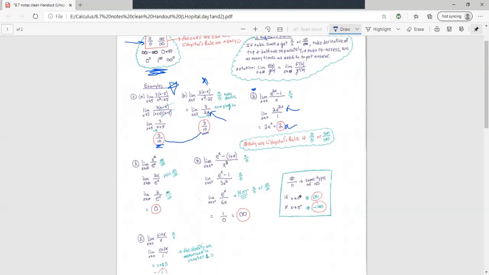All right, so as we look at this one, this is just another example. If you plug in infinity, just think like you're plugging in a very large number. So infinity squared, that's like a billion squared.